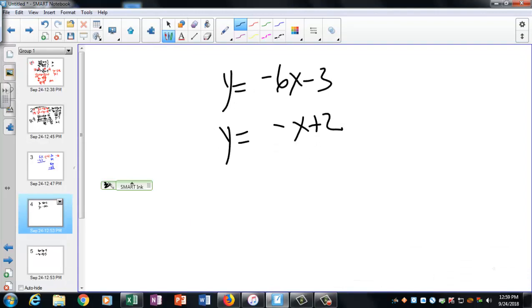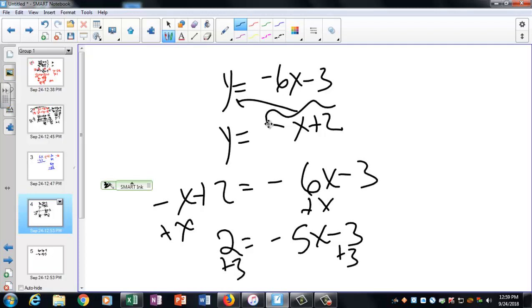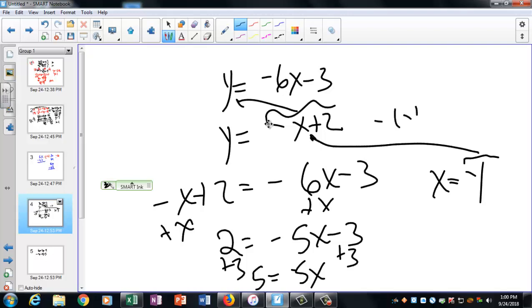So for this, it's just straight substitution. Take this, plug it in here. Negative x plus 2 equals negative 6x minus 3. Adding x, 2 equals negative 5x minus 3. Add 3. 5 equals negative 5x, and x is equal to negative 1. Hopefully we all agree on that. Taking this and plugging it in, negative 1 plus 2 equals 3. So your answer is negative 1, 3. And that's what goes in the blank.